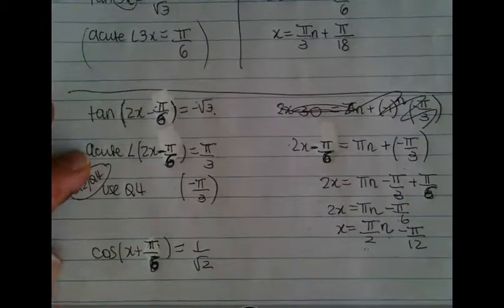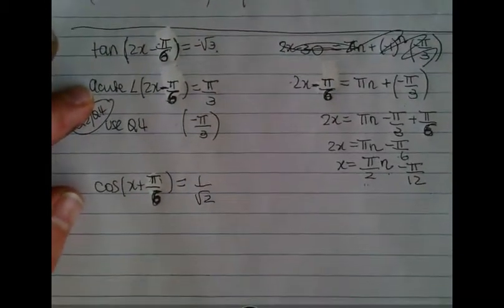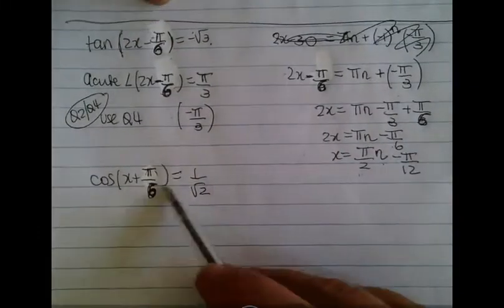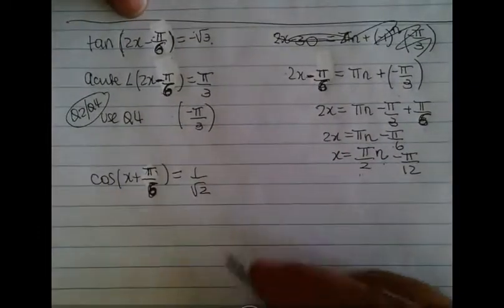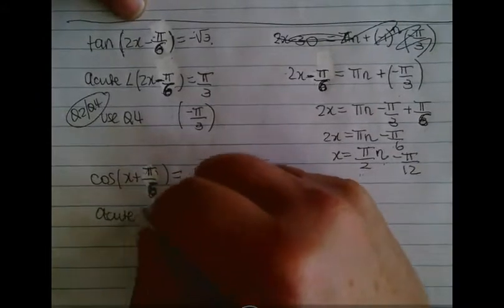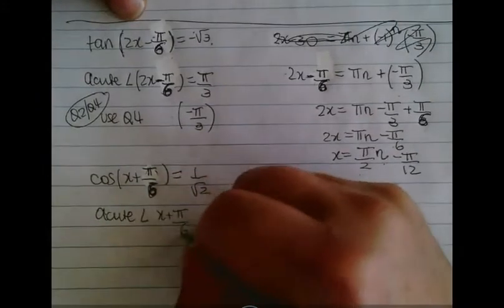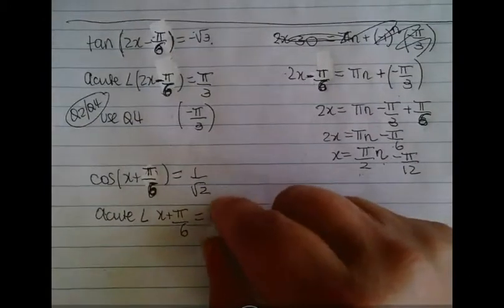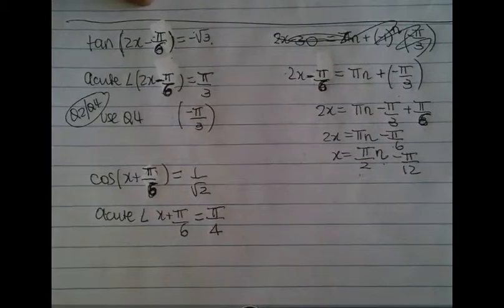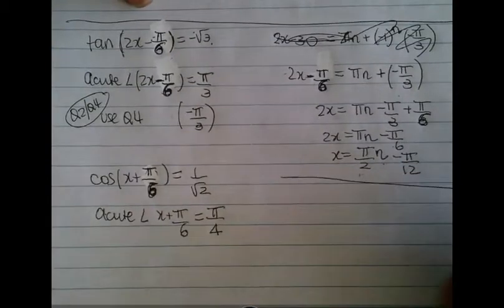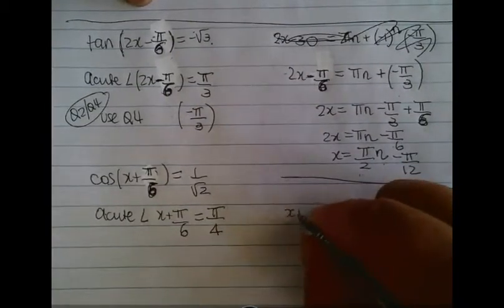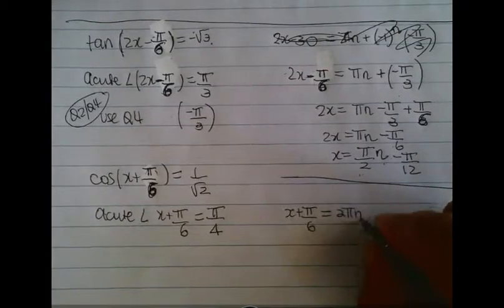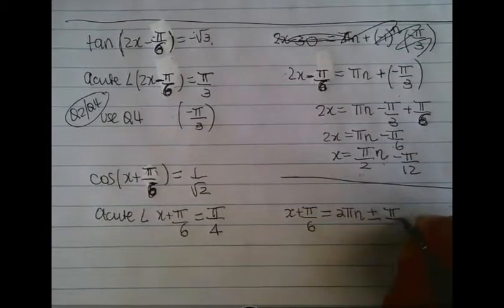Sorry. What about this one? What do you do? Cos is positive, thank goodness. Acute angle: x plus pi on 6, cos of what is 1 on root 2? Cos of 45, which is pi on 4. Then we write out our cos solution. We've got to be careful with this one. So x plus pi on 6 is equal to 2 pi n plus or minus pi on 4.